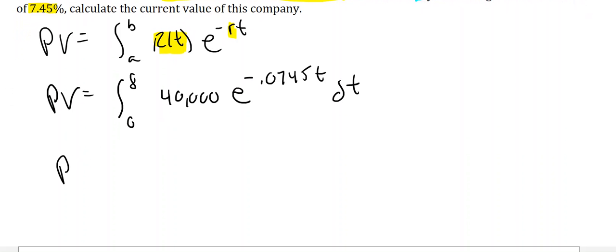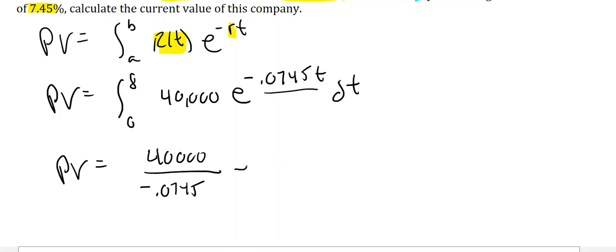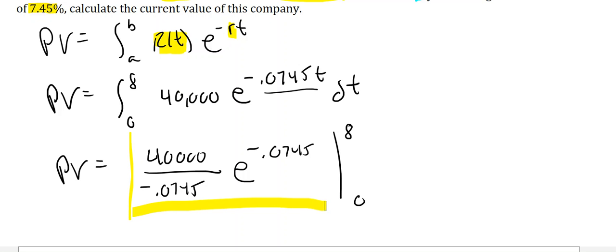So when we are integrating these, we're using the U substitution rule for an exponential. What it comes down to is you're going to take this number here, you're going to divide it by the interest rate, negative 0.0745 times e to the negative 0.0745 and evaluate that from 0 to 8. So this is your antiderivative. This is your f of x that you would put into Desmos, and then you would evaluate it from 8 to 0. And we've done that a number of times, so I will leave that up to you.